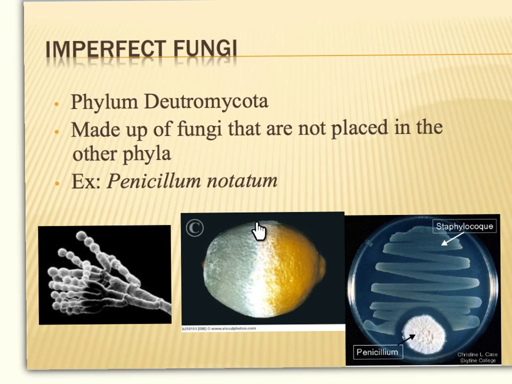Penicillin grew on this lemon, pretty cool. And penicillin is actually a major antibiotic. You can see here, remember this is the zone of inhibition, so it inhibits growth of this bacteria. It is an antibiotic, and it's a fungus. So cool.